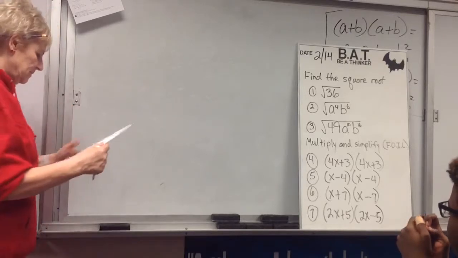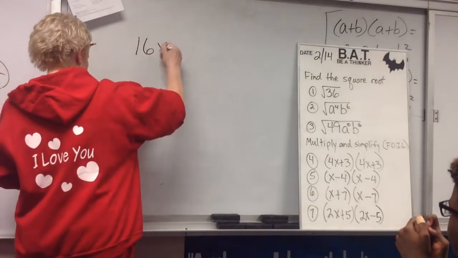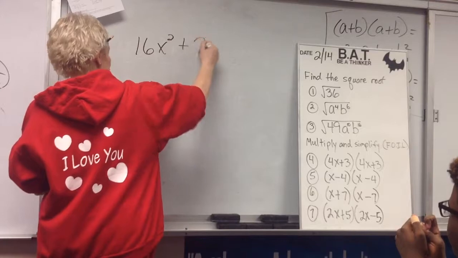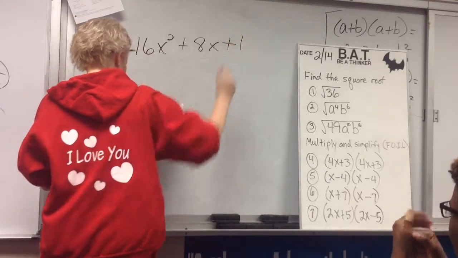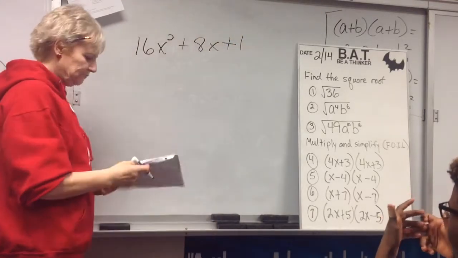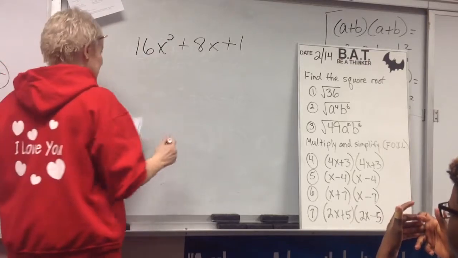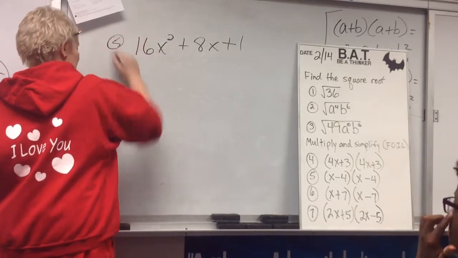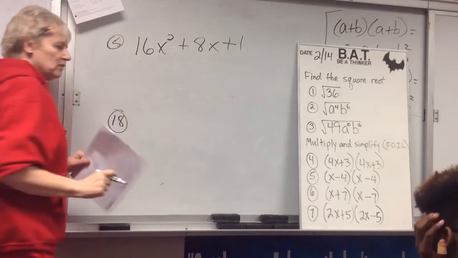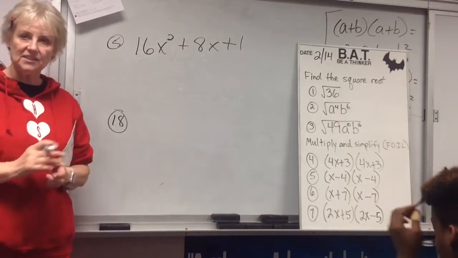Number 5. 16x squared plus 8x plus 1. Okay, good. We're going to do 5 and we're going to do 18 because they are both part of today's lesson.